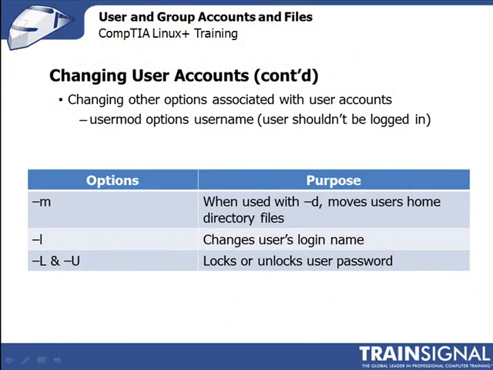To change other options associated with user accounts, you use the command usermod. The syntax is similar to the other commands, and it's simply usermod followed by options followed by username. There are only 3 options with this command. The first is -m, which when used in conjunction with -d moves the user's home directory files. -l is used to change the user's login name. And -L and -U lock and unlock a user's password respectively. Let's switch back to our terminal window and try out this command.